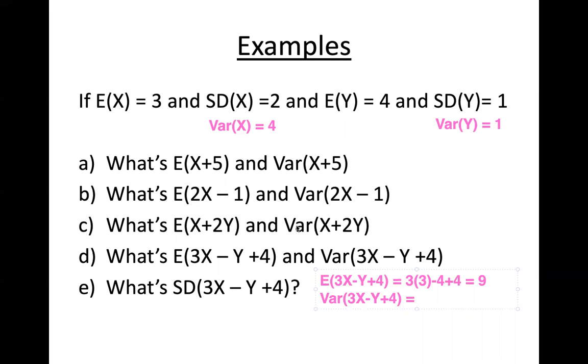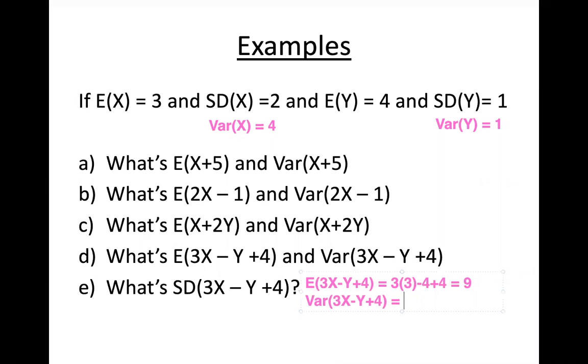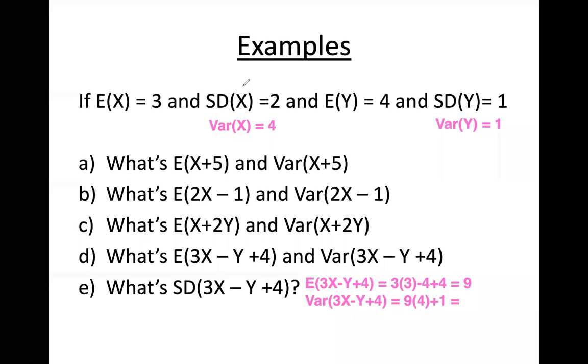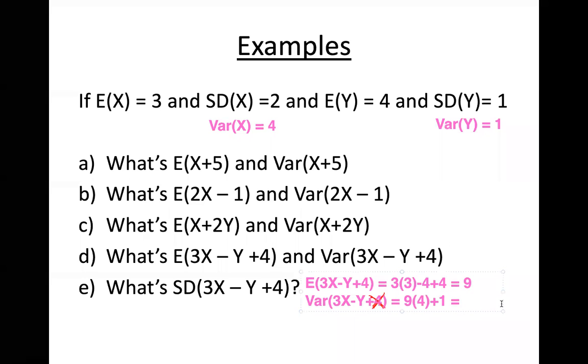Now, the variance, this is where it gets a little tricky. For the variance, first off, I know that if I have that 3 times the x, I need to square that 3. So I'm going to do 9 times the variance of x, which is 4, plus, because we always add variances, the variance of y, which is 1. And remember that plus 4 does nothing. In fact, I would even recommend, if you see that, just cross it out, pretend it's not there when it comes to those variances. And that gets me 37.